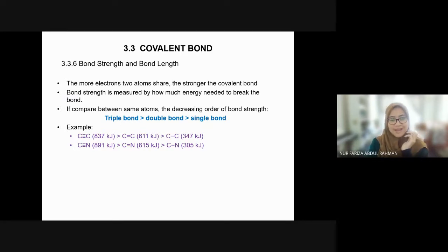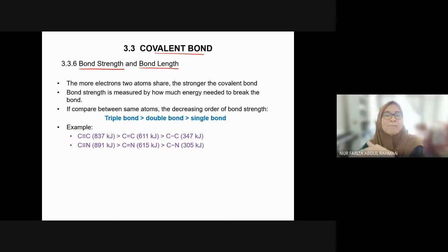Bond strength and bond length. So we have two properties that you should know here: bond strength and bond length for the covalent bond. Just now we mentioned structures. I myself did not understand that jumping around. So, back to the covalent bond.